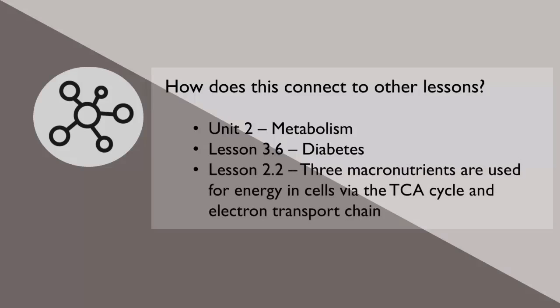You may want to remind students that the 3 macronutrients are used for energy in cells via the TCA cycle and the electron transport chain that we learned about in Lesson 2.2. Remember, all cells, except for red blood cells which don't have mitochondria, make most of their ATP via the TCA cycle and the electron transport chain.